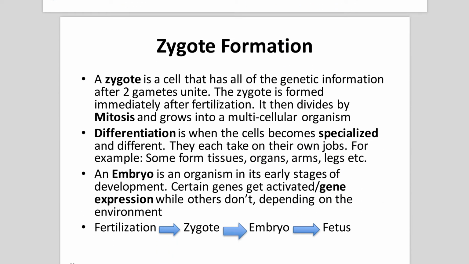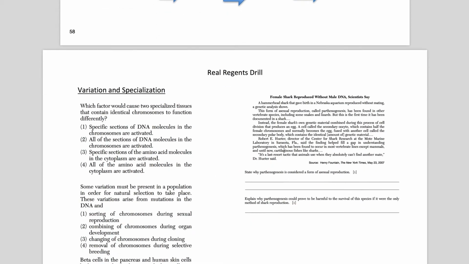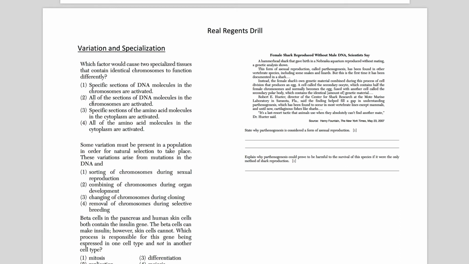Okay, zygote, we talked about this. They join, mitosis, differentiation. They become the embryo. They become the fetus. Top left is what?